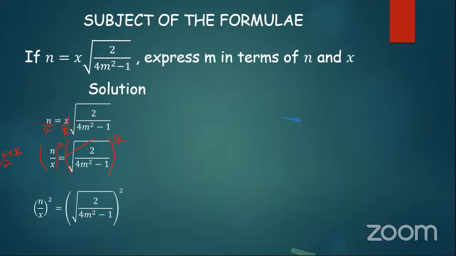So that brings us to this. The n over x squared, then the root of that also squared. So this square will cancel out with this. And then we come up with n squared over x squared, after expanding this term, is equal to 2 divided by 4m squared minus 1. And from here, one of us suggested that we cross multiply, which is very right.